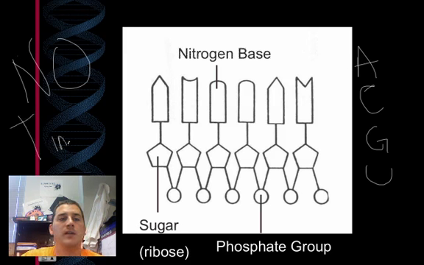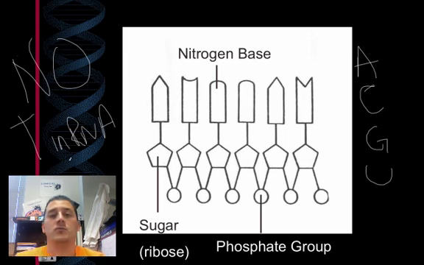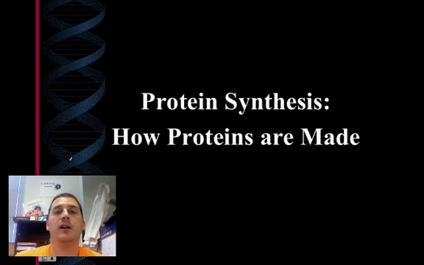T in RNA. So no T in RNA. Instead of a T, you're going to have a U. Make sure you understand. No T in RNA.